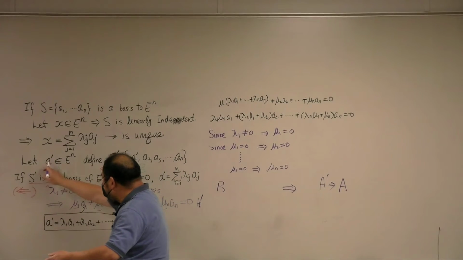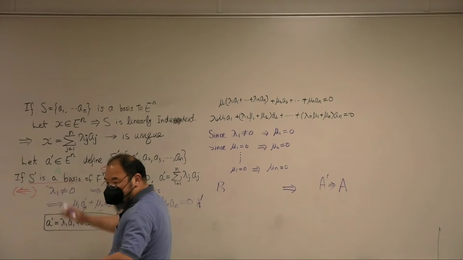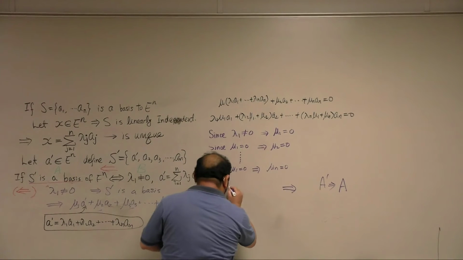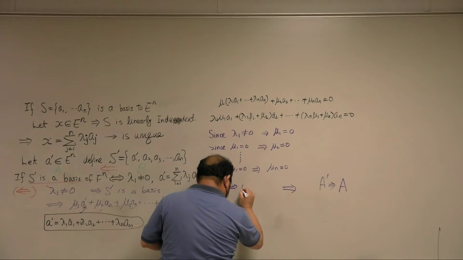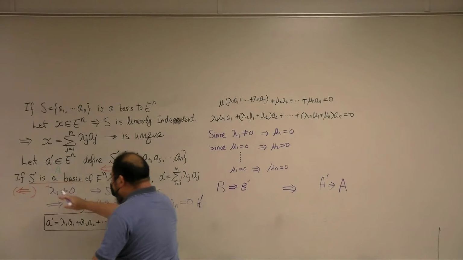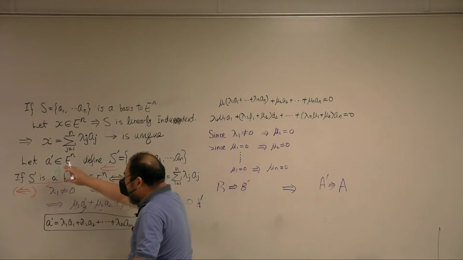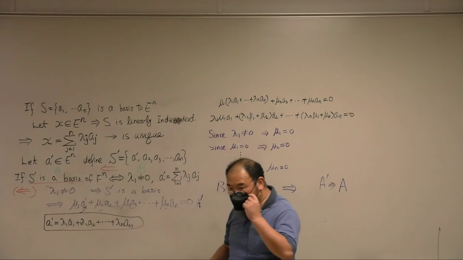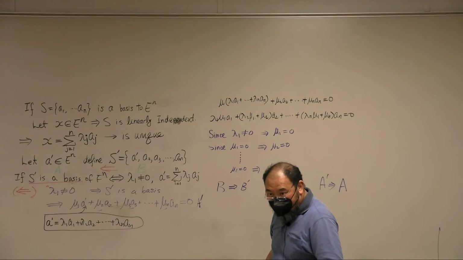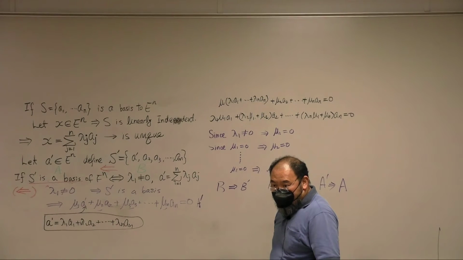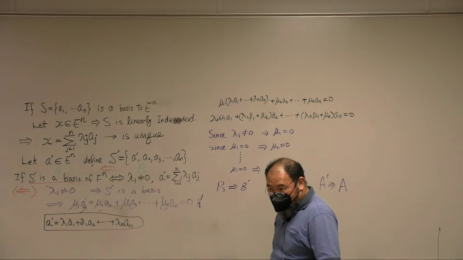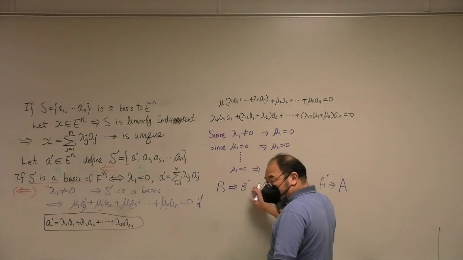Since A prime belongs to En, I can move forward to B prime. Lambda is not equal to 0. A prime can be represented as a linear combination of A1 to AN, so to the B prime.